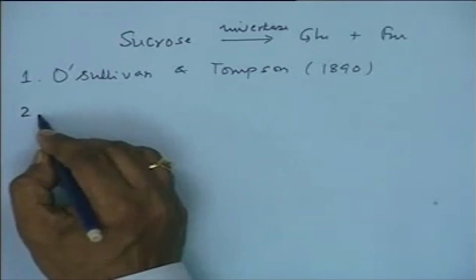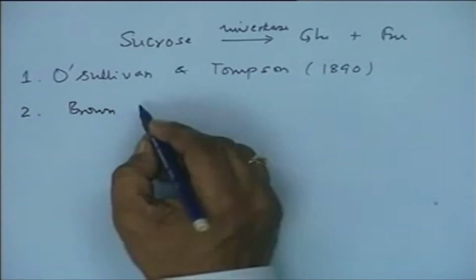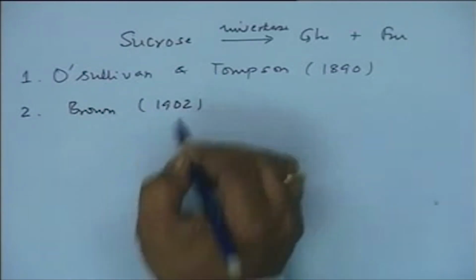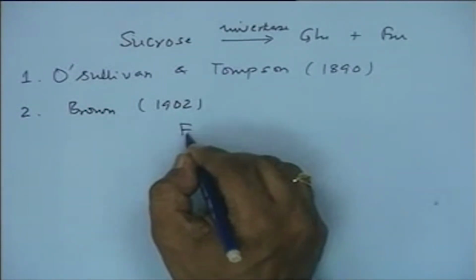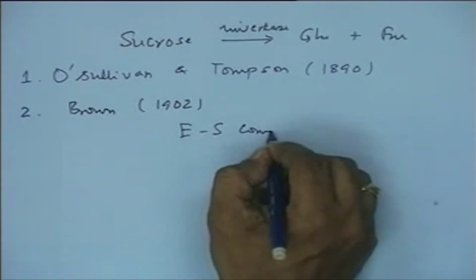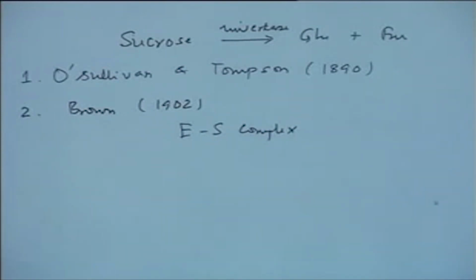Then the second major kinetic observations came from Brown, also in the early 19th century, and he proposed for the first time the concept of an enzyme substrate complex. He also proposed, based on experimental observations, that the reaction rate for an enzyme catalyzed reaction, that is conversion of a substrate into product, essentially follows saturation kinetics. That means the rate increases initially and reaches a saturation level.